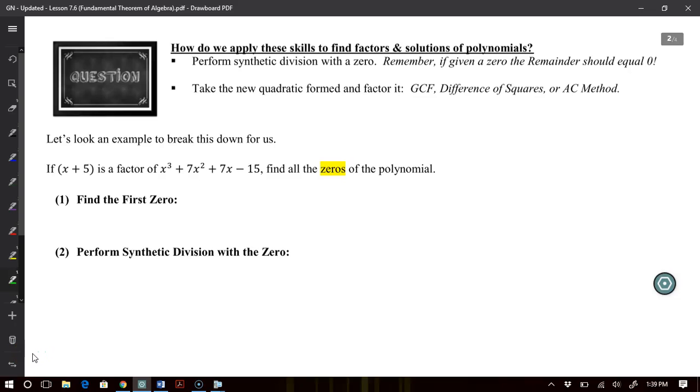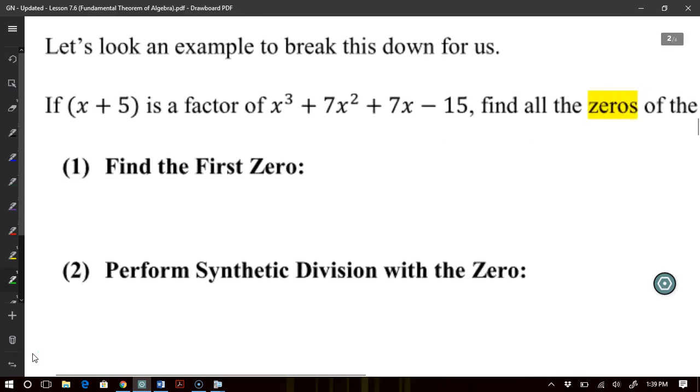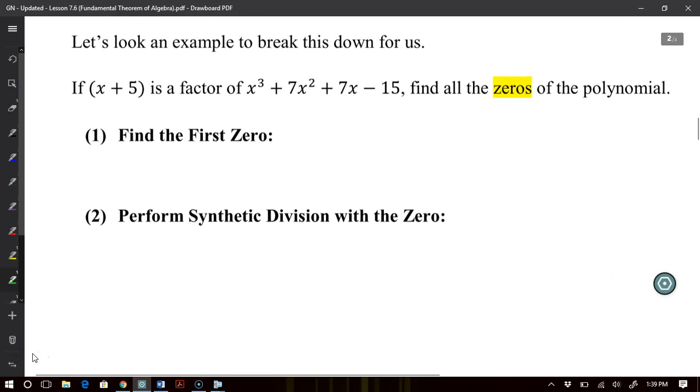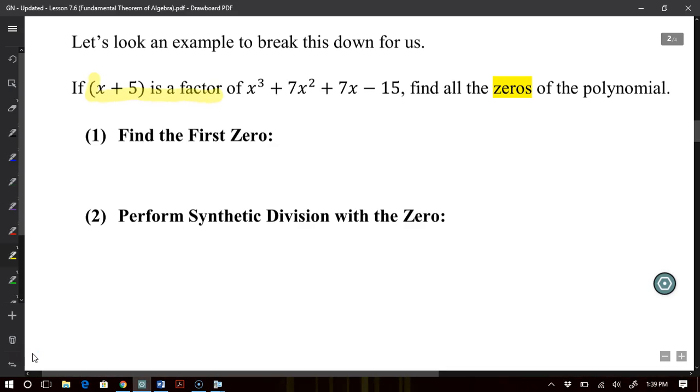If you flip the page over to the backside, the new question we're going to ask ourselves is how do we apply these skills to find factors and solutions of polynomials? And that was what the overview on the other side is. Let's just look at the example and go through the process. Now, I'm telling you, x plus 5 is a factor of the given polynomial, x cubed plus 7x squared plus 7x minus 15.